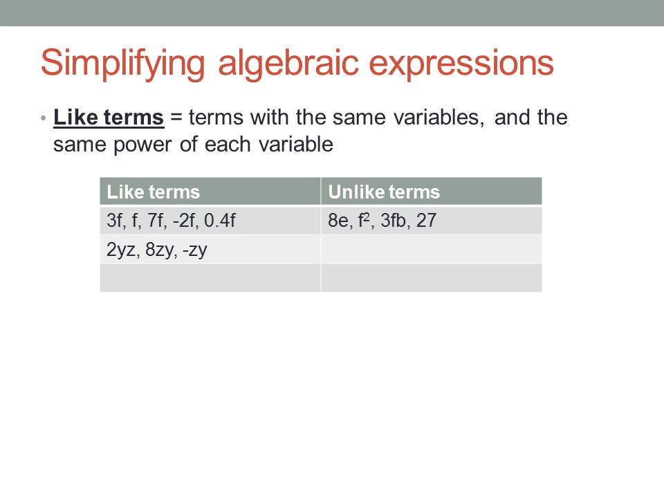2yz, 8zy, and negative zy are all like terms. The order of the variables doesn't matter. 3 times 5 is the same as 5 times 3. It doesn't matter in what order you do the multiplication. So 2yz and 8zy are alike. They both have one y and one z. By convention, we normally write them in alphabetic order, yz rather than zy, but it doesn't really matter.